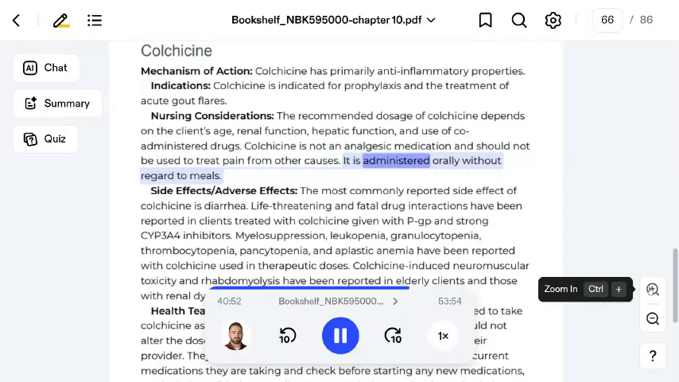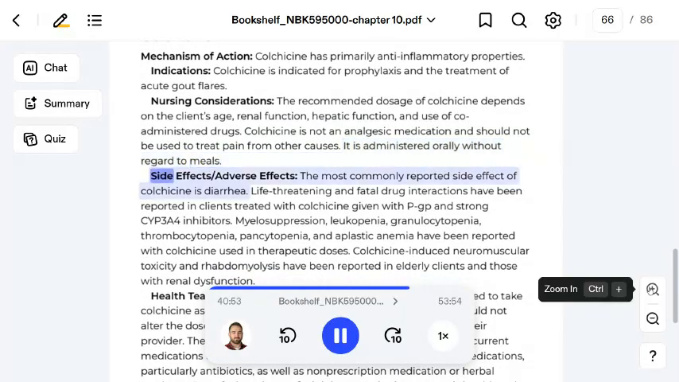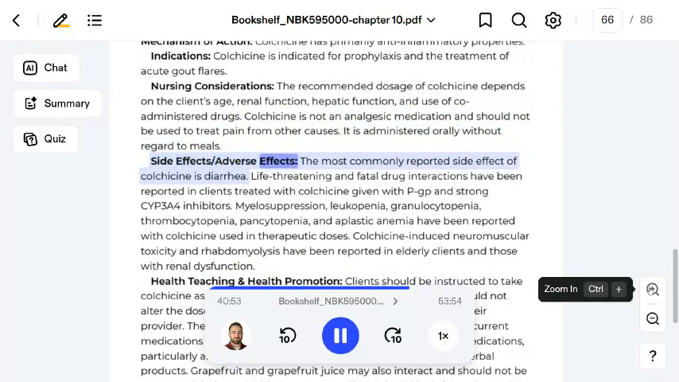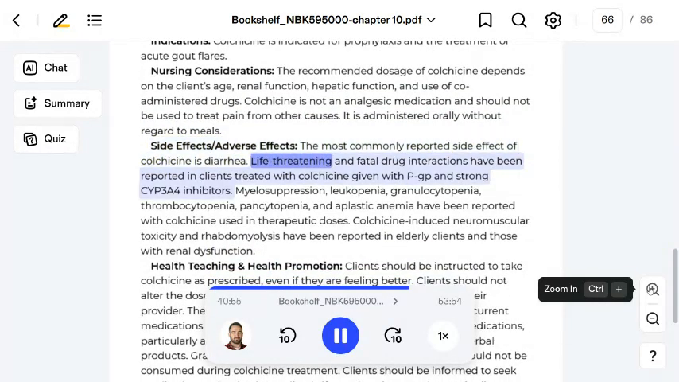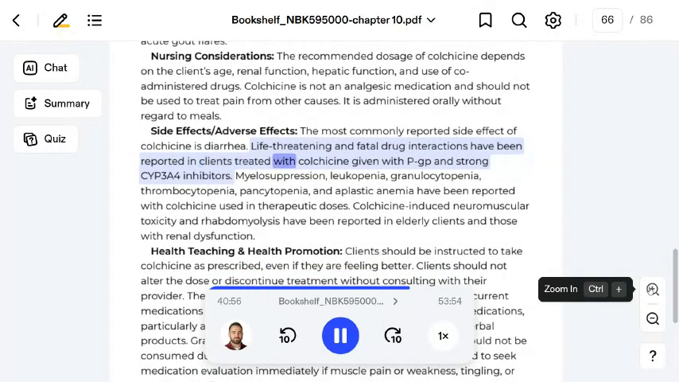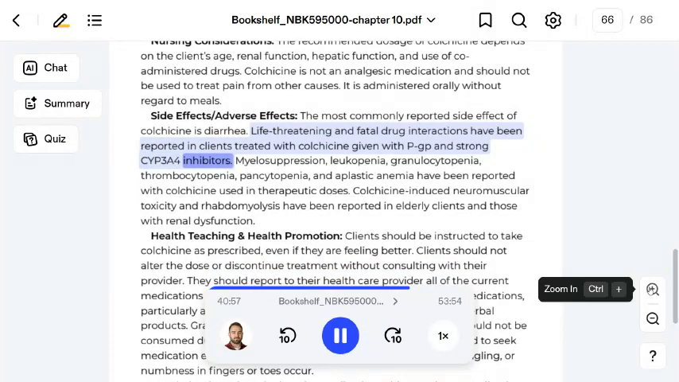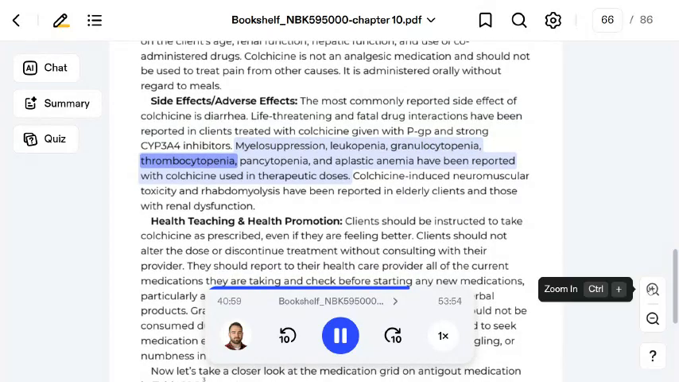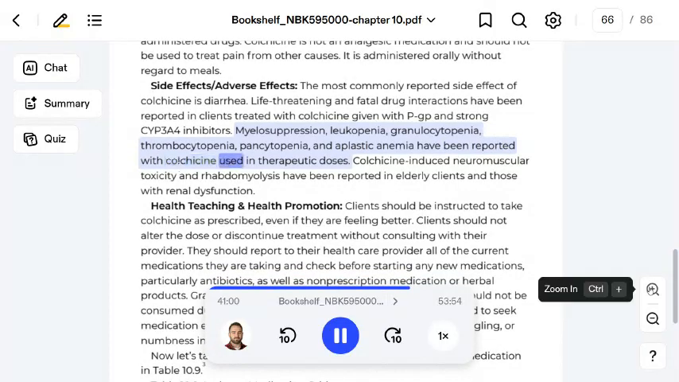It is administered orally without regard to meals. Side effects: adverse effects. The most commonly reported side effect of colchicine is diarrhea. Life-threatening and fatal drug interactions have been reported in clients treated with colchicine given with PGP and strong CYP3A4 inhibitors. Myelosuppression, leukopenia, granulocytopenia, thrombocytopenia, pancytopenia, and aplastic anemia have been reported with colchicine used in therapeutic doses.